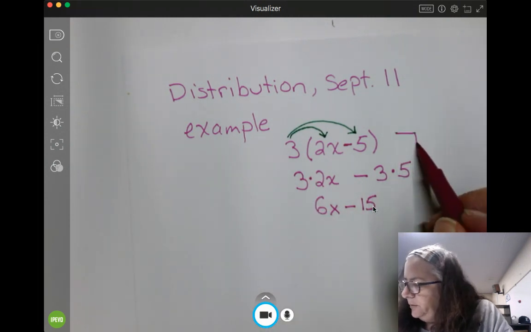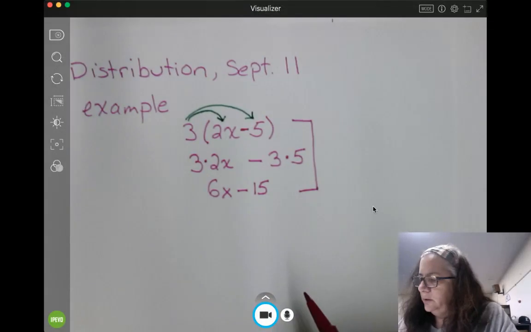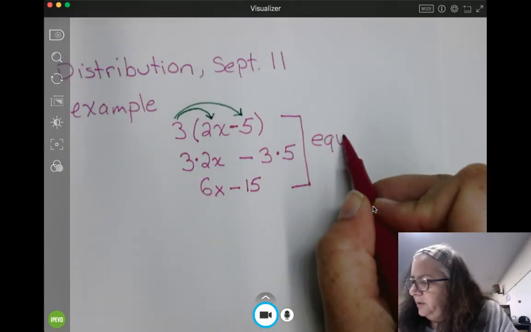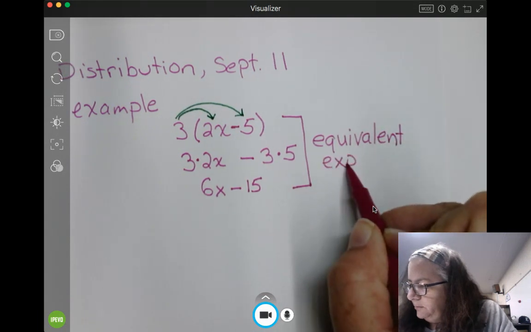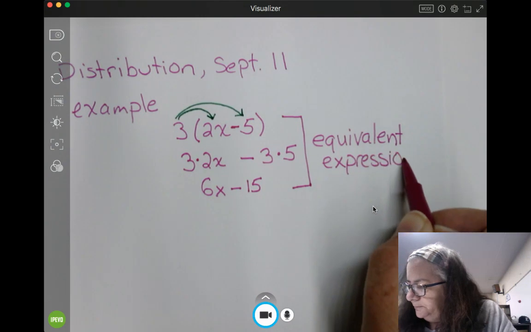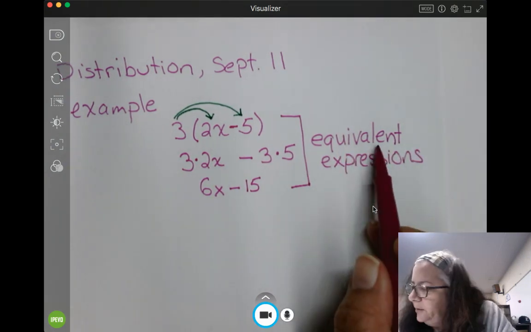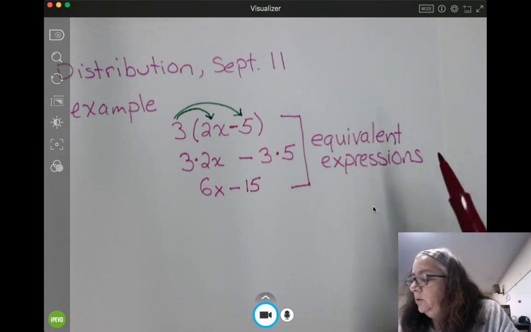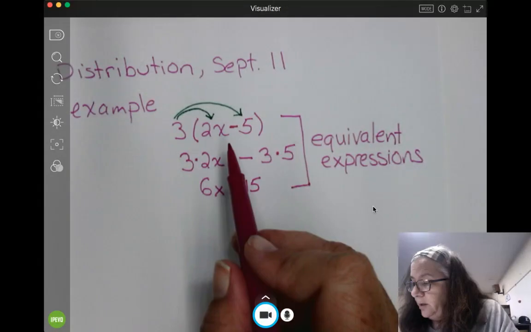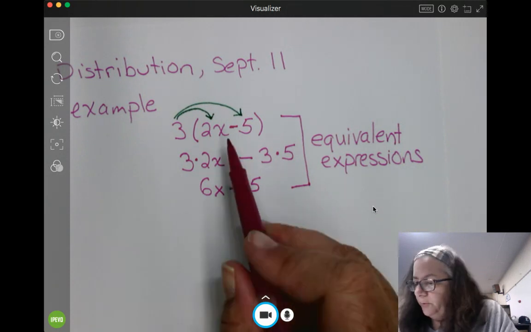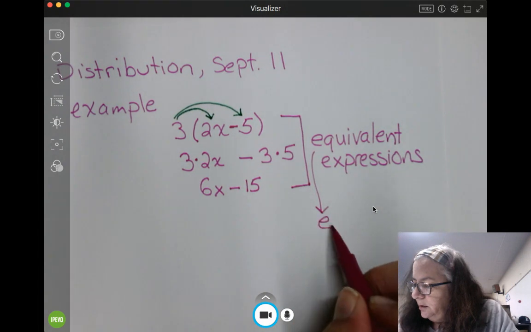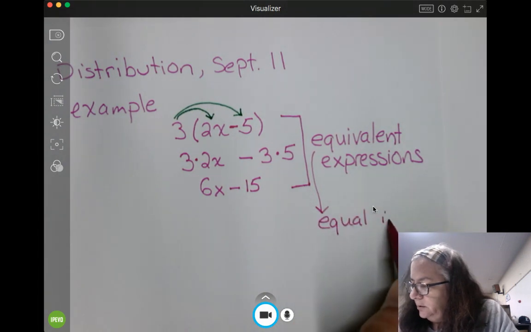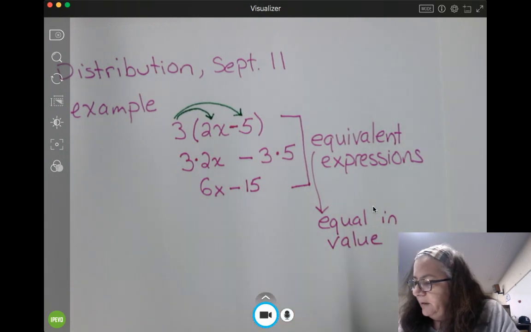So what we call these 3 expressions, and I'd like you to write this down also, these are all equivalent expressions. And equivalent means they are equal in value. Okay, so that means if I put in any number for x, all 3 of these would yield the same answer. So equivalent means equal in value. So they look different, but they have the same value.